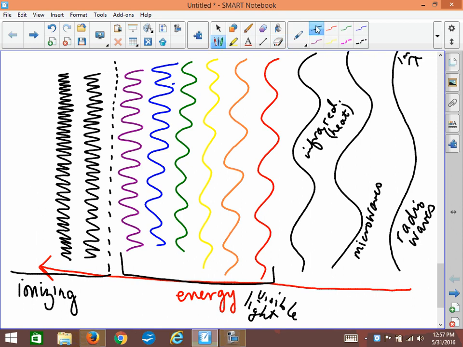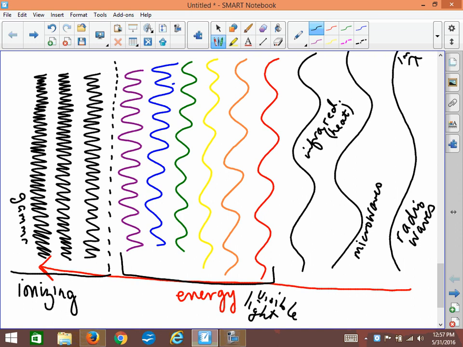The next one, even shorter. Very short waves now. These ones are so short and so high energy, we don't see them very often. Unless you're the Incredible Hulk. Apparently, in the comic strips, too much of this can turn you into the Hulk. They're called gamma rays. But in reality, outside the comic books, you do not turn into an amazingly strong green monster. You die very quickly.